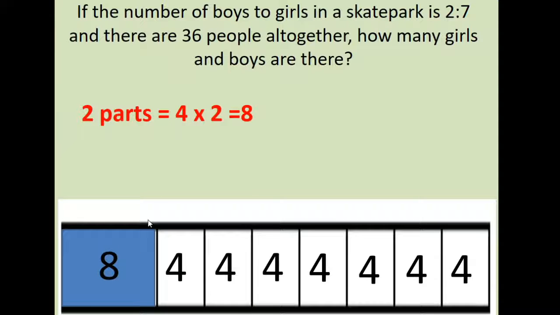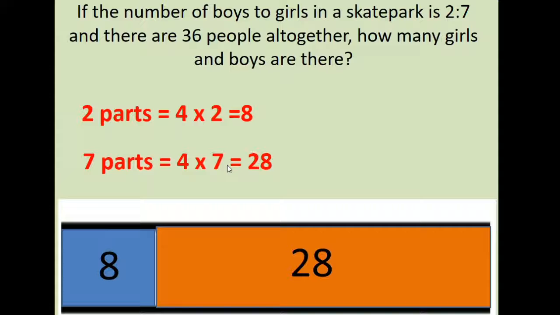Discuss out loud how we are going to work out how many girls are in this problem. We just need to take the value of 1 part, which is 4, and multiply it by 7, giving us 28 girls. So there are 28 girls altogether in the skate park.